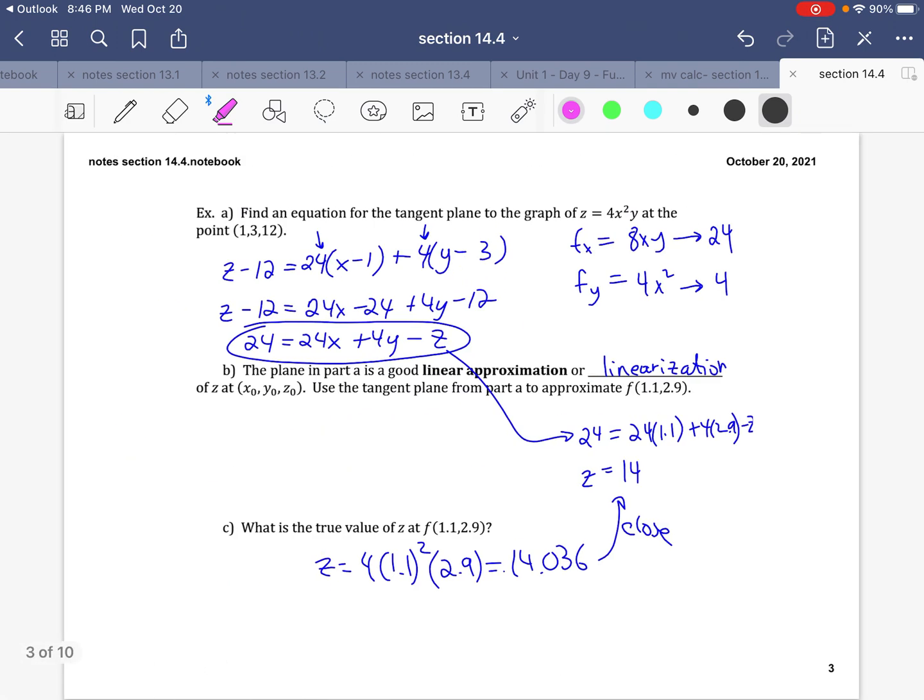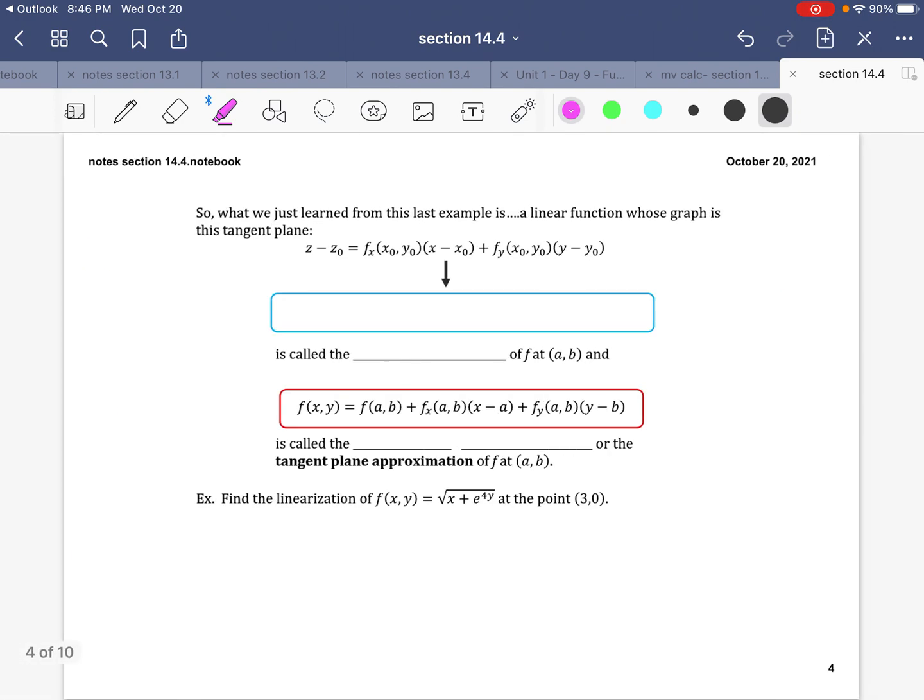So what we just learned from this last example right here is that basically when you do this linear approximation, it's basically close to the real answer of plugging in the numbers into the problem. And so we just learned that a linear function whose graph is this tangent plane, we're going to turn this into our L of xy, which is called our linearization of your function at AB.